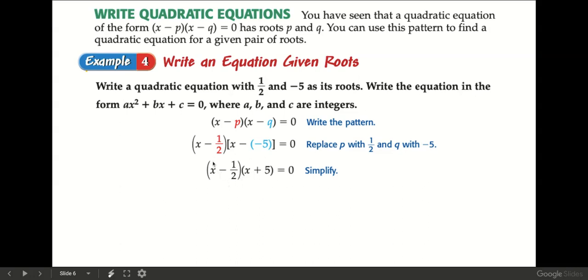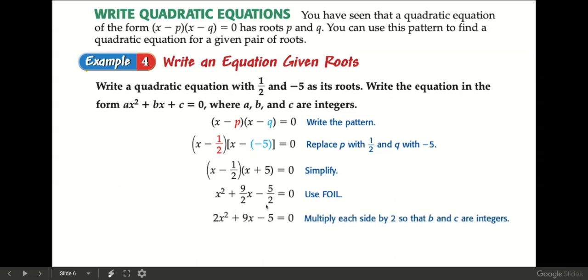And now I can just use the FOIL method and multiply these two parentheses together to make sure I get it into this standard form here. So x times x is x squared. x times 5 is 5x. And then -1/2 times x is -1/2 x. And then -1/2 times 5 is -5/2. And then when you combine like terms, it gives you x squared plus 9/2 x minus 5/2 equals 0. And so this would be our equation in standard form.